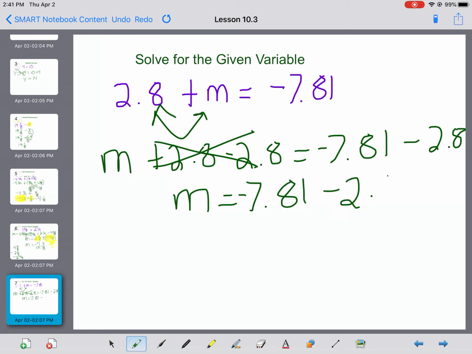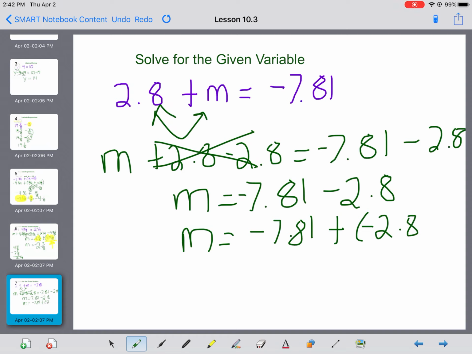So I get M equals negative 7.81. Subtract 2.8. Again, remember with subtraction, I can add the opposite. So negative 7.81 plus, what's the opposite? The opposite is negative 2.8. Don't be tricked into thinking that this number over here is already negative. It's not. I'm subtracting a positive.